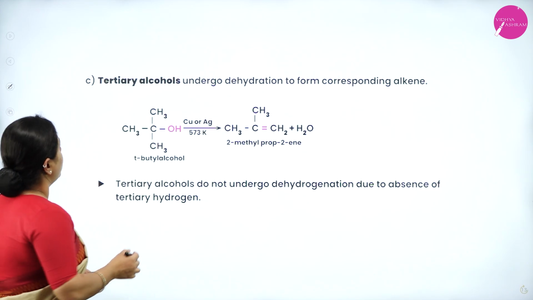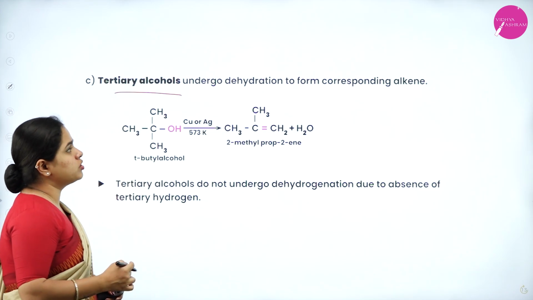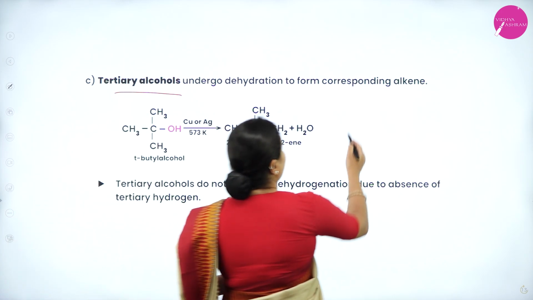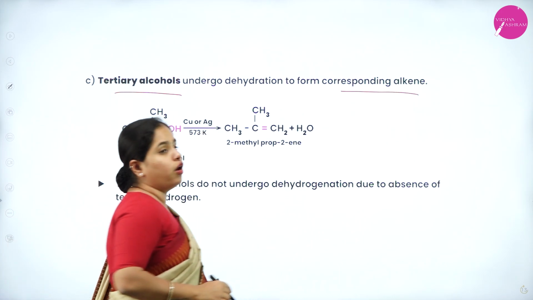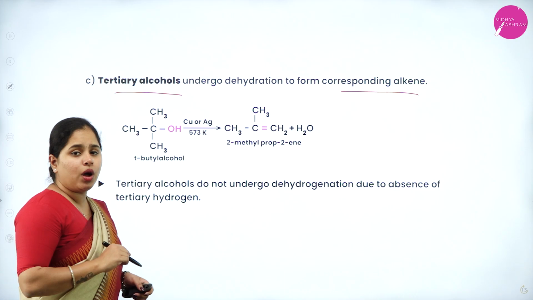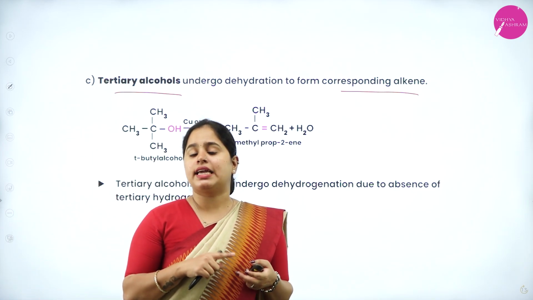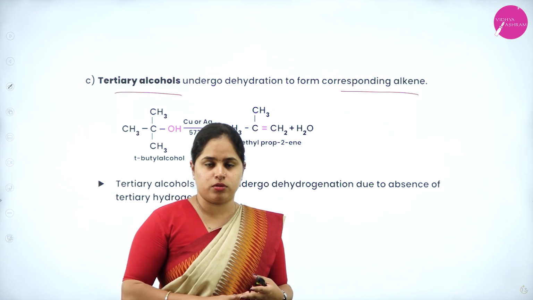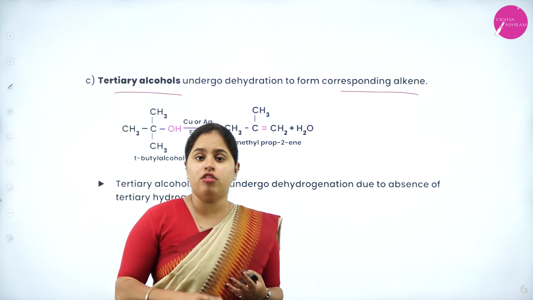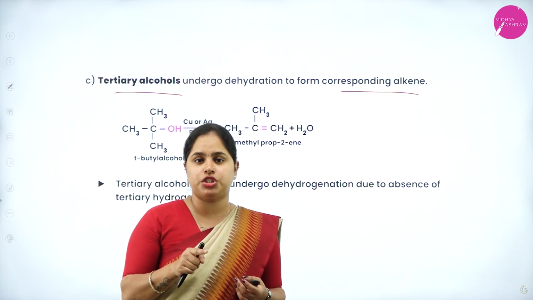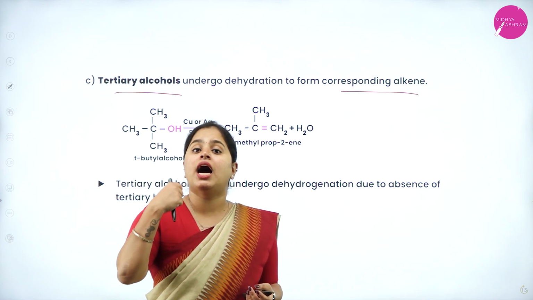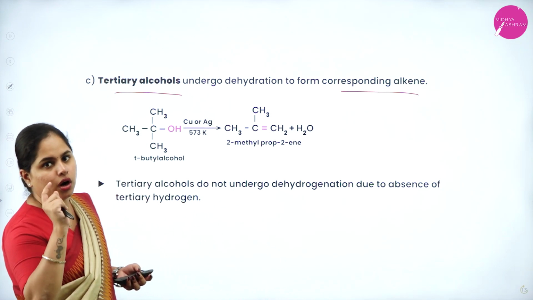Okay. Now, what about tertiary alcohols? It undergoes dehydration to form the corresponding alkene. Okay. It will form what? Alkene. So, what you have to remember here is primary will undergo dehydrogenation. Secondary alcohol will also undergo dehydrogenation. But tertiary alcohol will not undergo dehydrogenation. It will undergo dehydration. Water will be removed, not hydrogen.